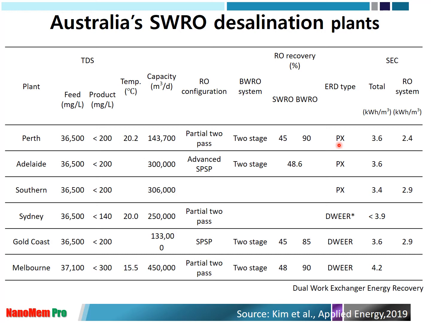So they try to recover almost 90% of the energy, and the total specific energy consumption is 3.6 to 4.2 kilowatt hours per cubic meter. The RO system alone consumes only 2.4 to 2.9 kilowatt hours per cubic meter. The RO differs a little bit because of water quality issues and different pretreatment, so they have different energy consumption. So these are all 6 desalination plants in Australia.